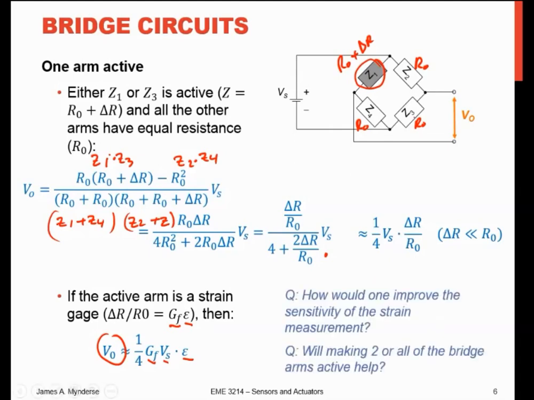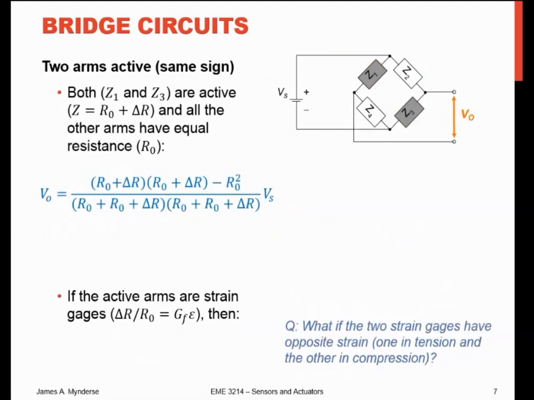So how would one improve the sensitivity of the strain measurement? Well, obviously increasing Vs would help, but then we potentially get current problems. Another thing we can do is put two or more elements. If I put another strain gauge here operating the same way, I essentially unbalance both voltage dividers so I get twice the output, and we'll explore that.